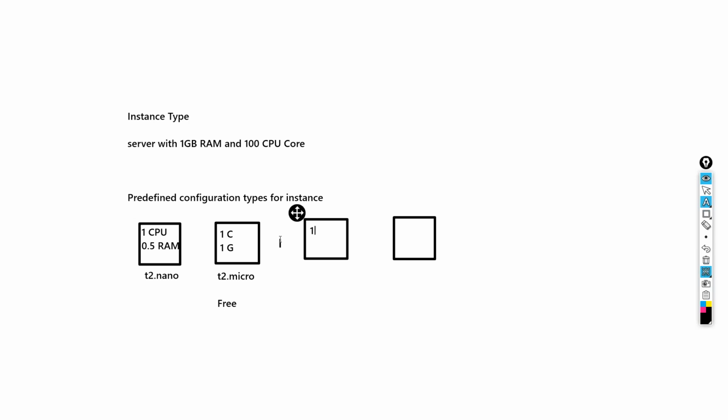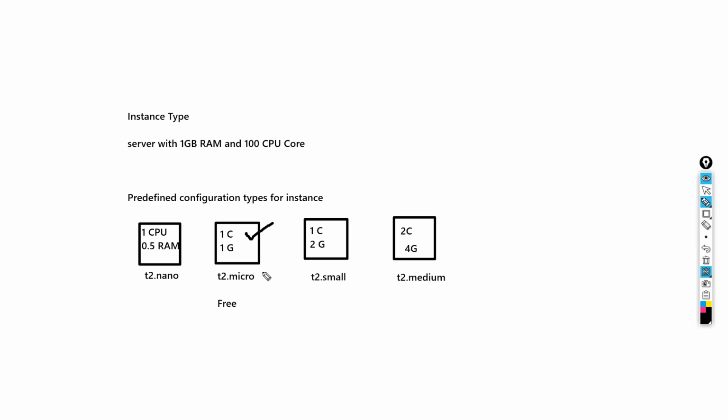What is the next one? We have one CPU core and 2 GB RAM. The name of this configuration is T2 small. Similarly, we have 2 CPU cores and 4 GB of RAM. We call this T2 medium. Similarly, we have a lot of configurations like this. We can select whichever configuration we want and attach it to our server. So I'm going to select T2 micro. My server will be launched with one CPU core and 1 GB of RAM.